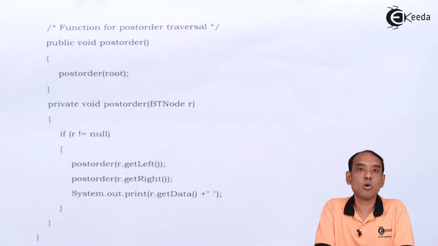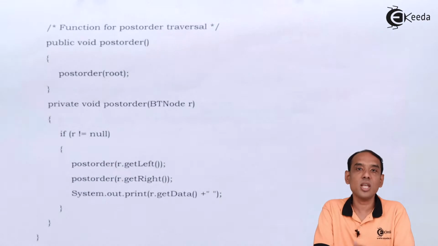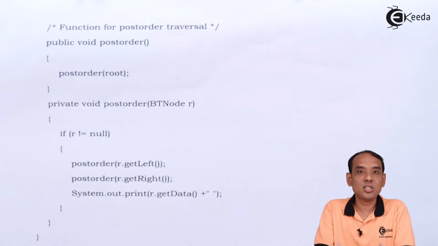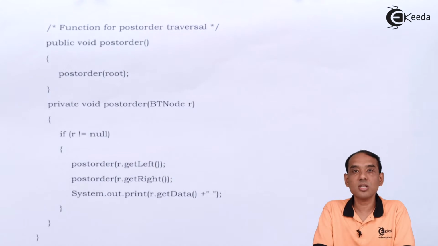So let us summarize the post order. In case of post order, we move to the left. After that, we move to the right. Once that is done, then we move to the root node. This is how the post order traversal is done.